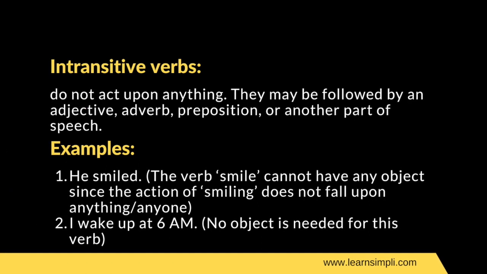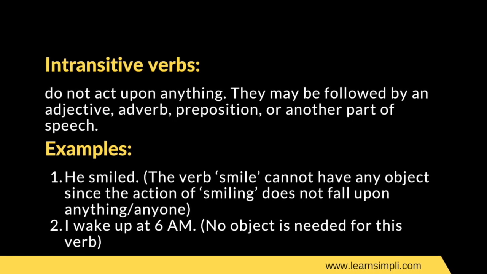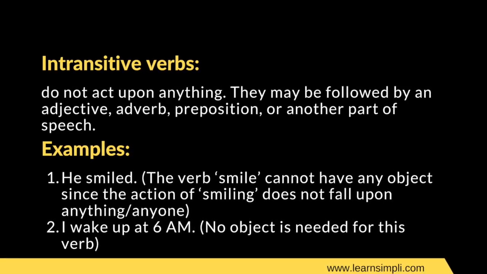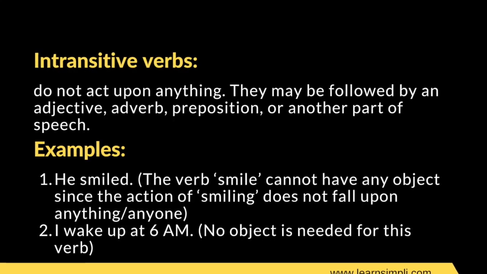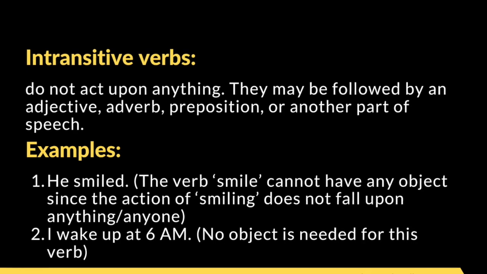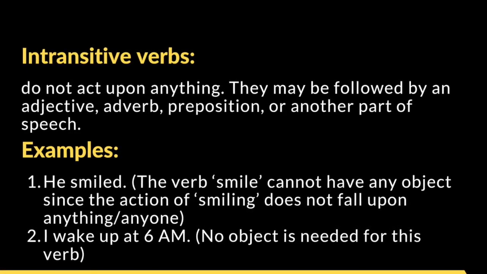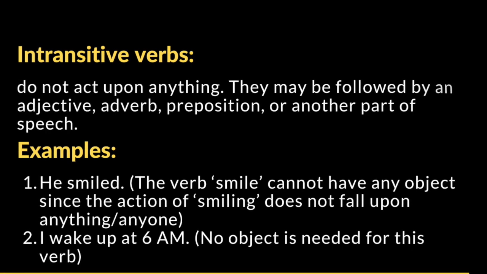Intransitive verbs do not act upon anything. They may be followed by an adjective, adverb, preposition, or another part of speech. Examples: he smiled. The verb smile cannot have any object since the action of smiling does not fall upon anything or anyone. I wake up at 6 am. No object is needed for this verb.